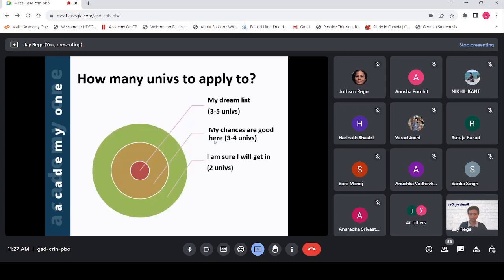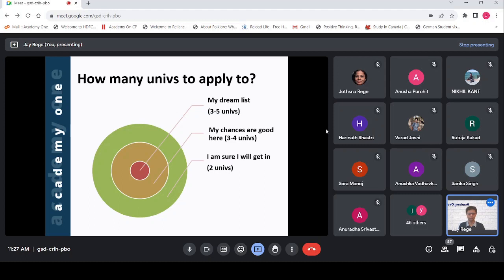Okay. Now, how many universities should you apply to? Generally, this is what we recommend. Again, it all depends on every student's profile and how many you want to apply to. Some students apply to only five total. Some students apply to even 15. But what we would generally recommend is applying to a mix of around seven, eight. On the higher side, I would say go for up to 10 universities.